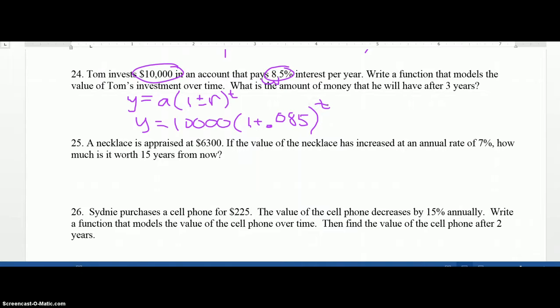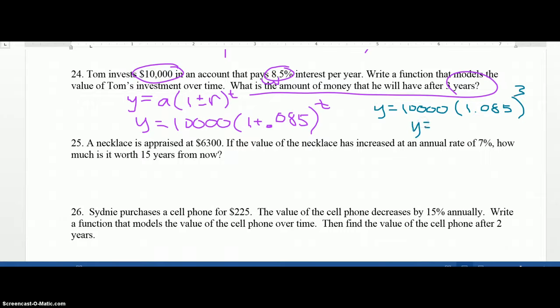to the t. Now this is the model. A model still has 2 variables in it, and then we want to answer the question, how much will he have after 3 years? That's when you plug in the 3. So y equals 10,000 times 1.085 to the 3rd power. And you can type that into your calculator, and you should get something larger than 10,000.